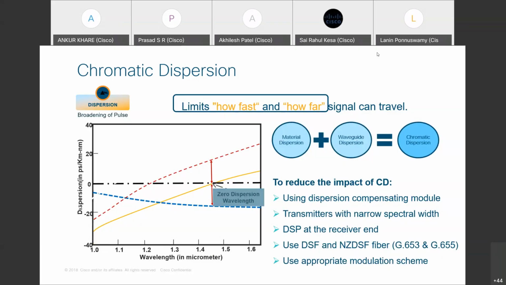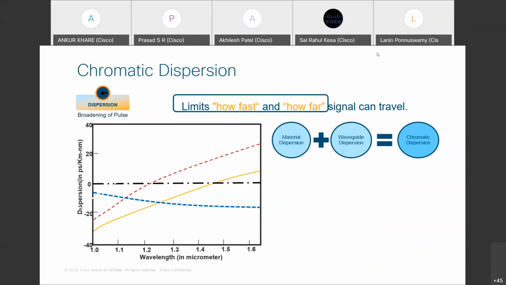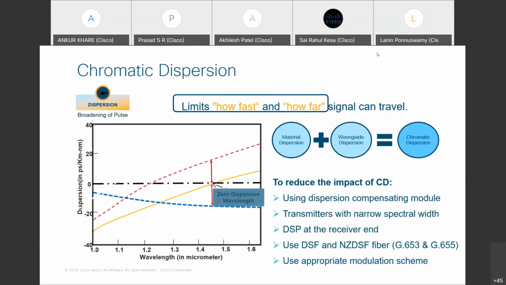Okay, so to avoid these dispersions, we have dispersion compensating modules which we can put within the network or within the line card. There are fibers which are dispersion compensation fibers. So normally these are the impairments in the network that we have to fix to bring up the link performance.